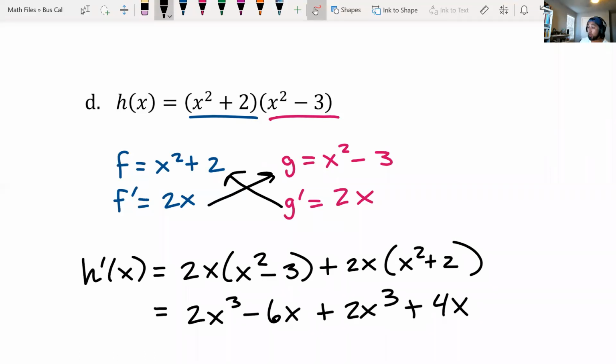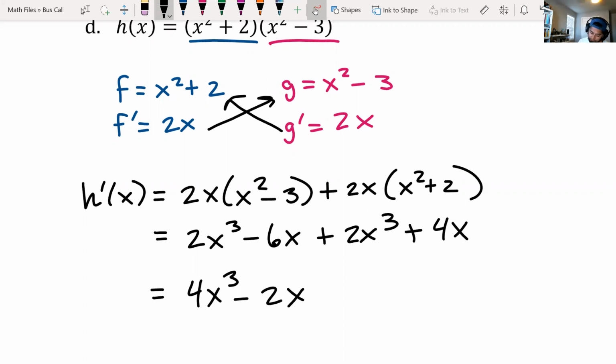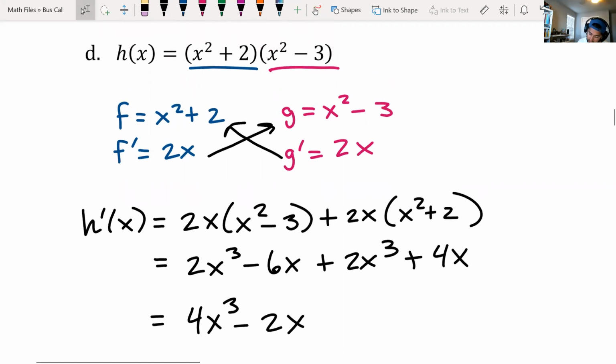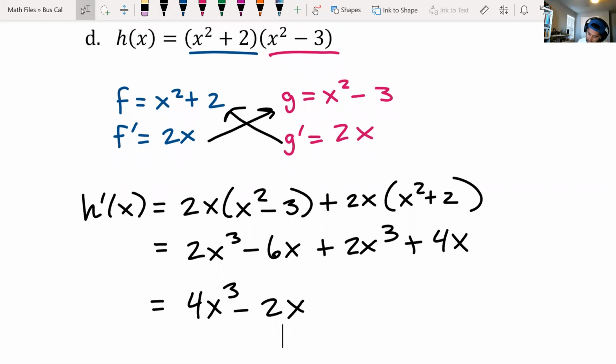Okay. So all you have left to do is combine your like terms, and you get 4x cubed and negative 6x plus 4x. I get minus 2x. All right. Yeah, and that's good.